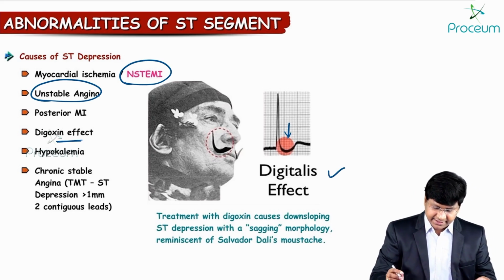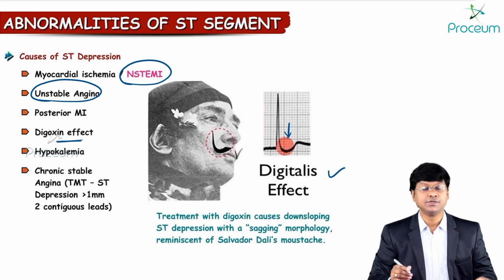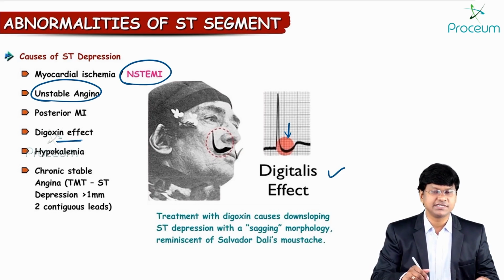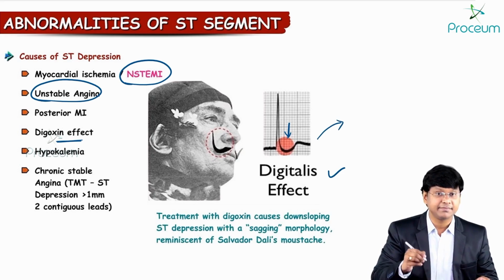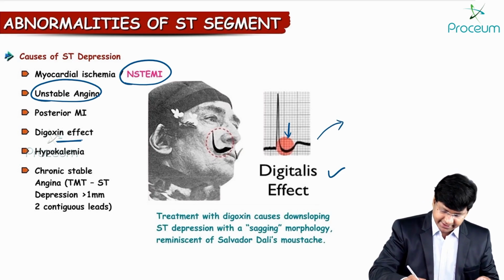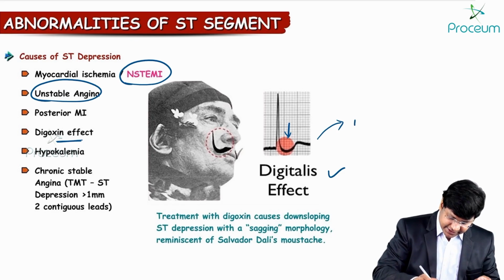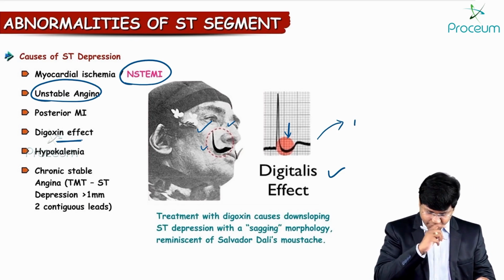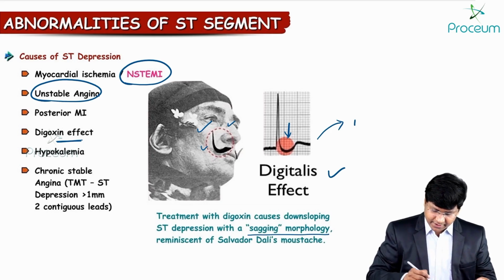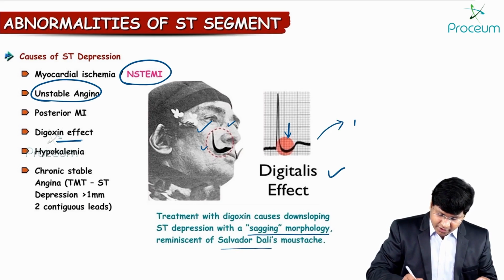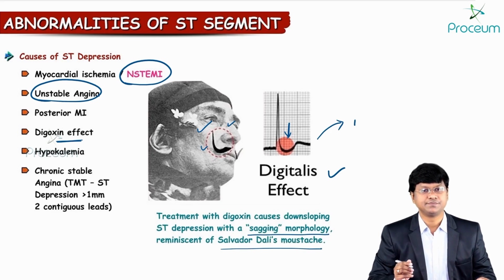So this is nothing but your digoxin effect or digitalis effect on the ECG, right? This is given by an important sign that is called the inverted moustache sign. That is nothing but the inverted moustache sign, where you have the sagging morphology, so we call it Salvador Dali's moustache.